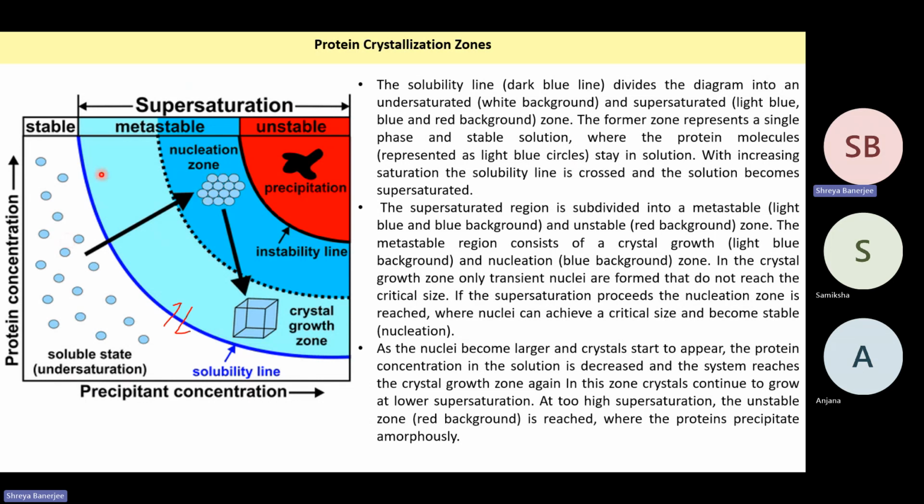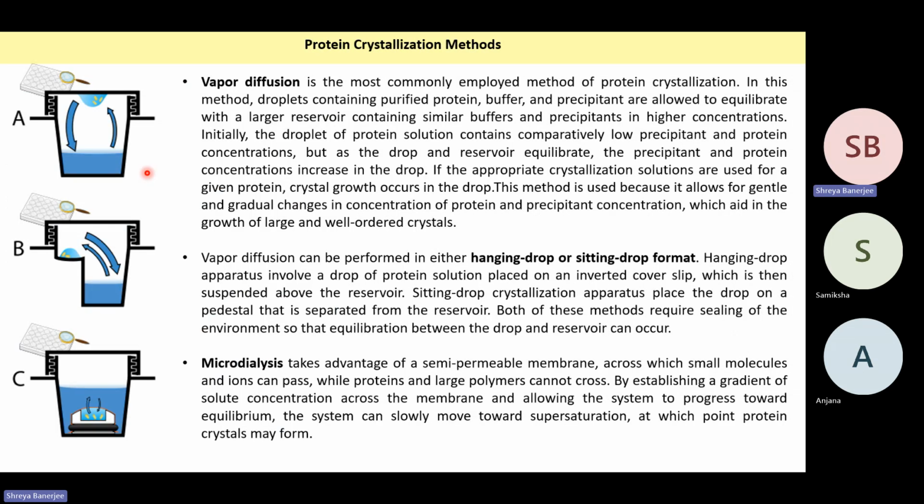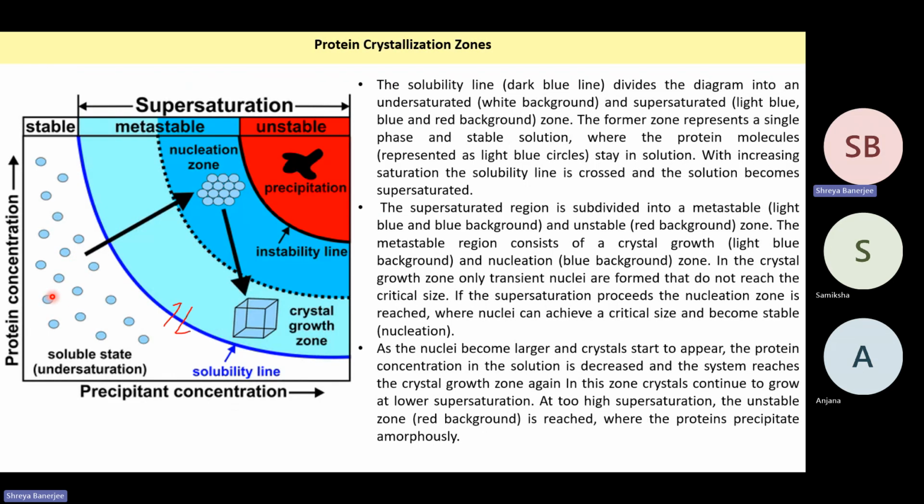And then if you saturate the solution too much, then you reach the red zone, which is the precipitation zone. At that time, crystals don't form, but the protein will just aggregate and precipitate out. So you want to maintain the concentration within the nucleation zone. So then the concentration of the reservoir has to be adjusted in such a way that the concentration in the drop is maintained in the nucleation zone, because it is in this zone that you have the best formation of crystals.